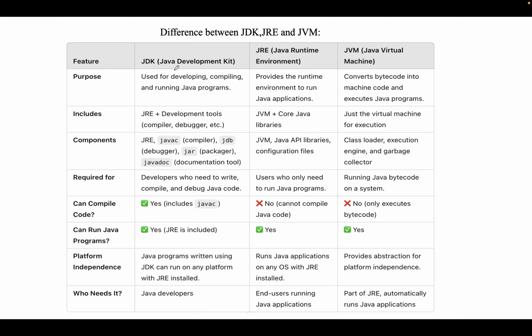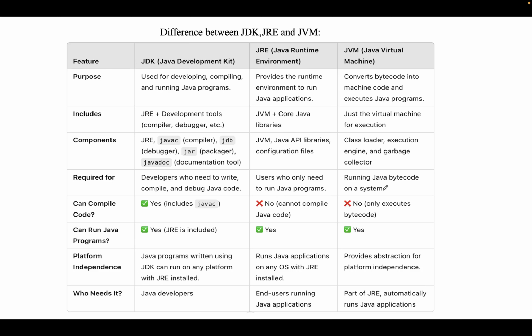The JDK includes the JRE, development tools, compiler, and debugger. And what does the Java Runtime Environment include? The JVM and core Java libraries or APIs. And the JVM is just the virtual machine for execution. The JDK is required for developers who need to write, compile, and debug Java code. Yes, everything can be done through the Java Development Kit. But the JRE is only for users who only need to run Java applications.